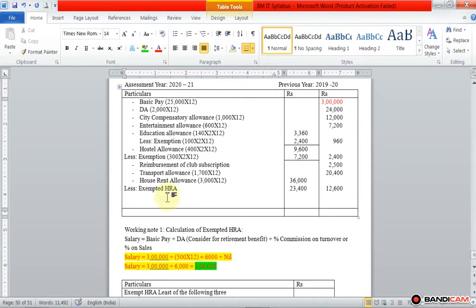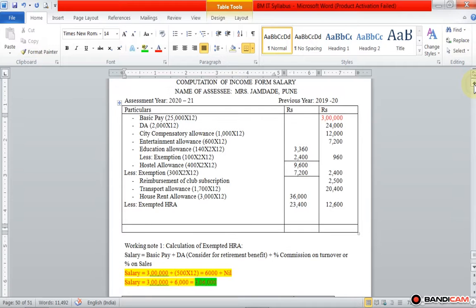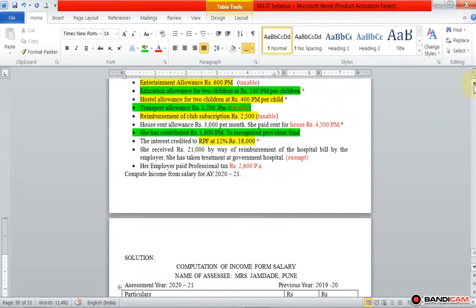Then the next one is contribution. The employee's contribution is not taken into consideration in gross salary, but the employer's contribution is taken into consideration. So here it is for your confusion. Then the interest credited to the RPF amounted to rupees 18,000 at 12%.